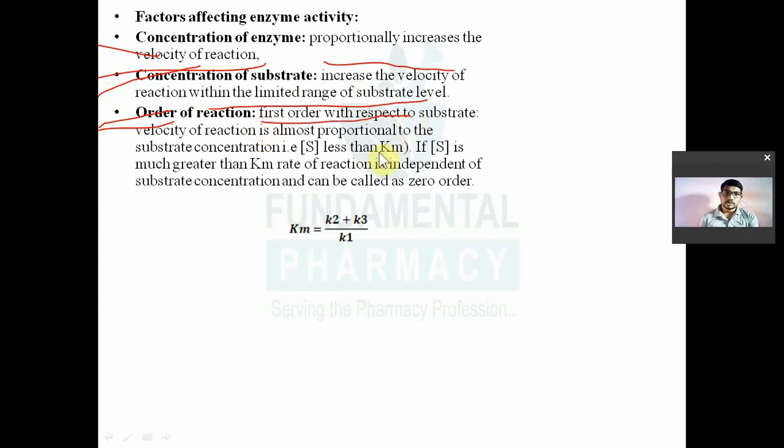The velocity of reaction is almost proportional to the substrate concentration when the substrate concentration is less than Km. What is Km? Km is the substrate concentration required to produce half of the maximum velocity in an enzyme catalyzed reaction. In first order, the velocity is almost proportional to substrate concentration if it is less than Km. If the substrate concentration is much greater than Km, the reaction is independent of substrate, and it is called a zero order reaction. Order of reaction may be zero order, first order, second order, or mixed order.